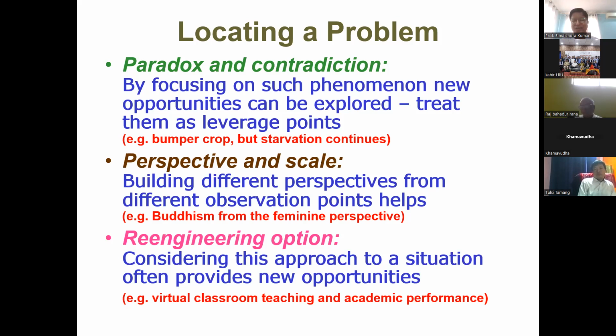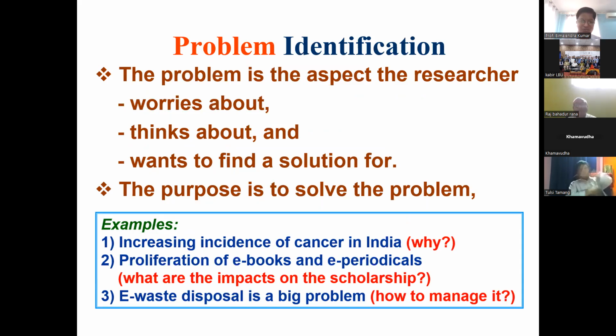So how the feminine aspect can be understood and undertaken for research based upon the Pali and Sanskrit Buddhist literatures. Re-engineering options, like considering an approach to a situation anew, often provide new opportunities. For example, whether online or virtual classes, what are the impacts of those classes on society and on future generations, and whether this is more suitable to people or not. This type of option we can also think about.